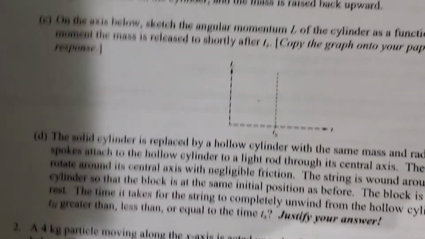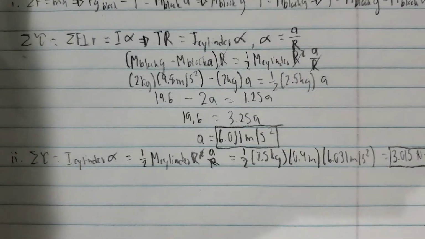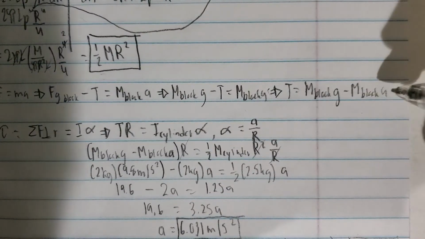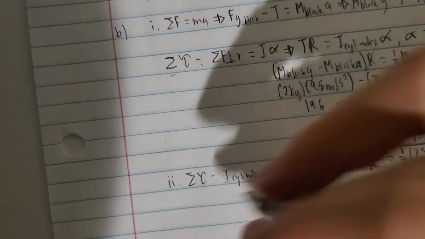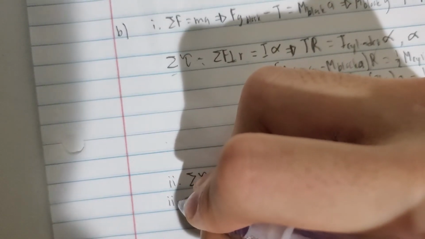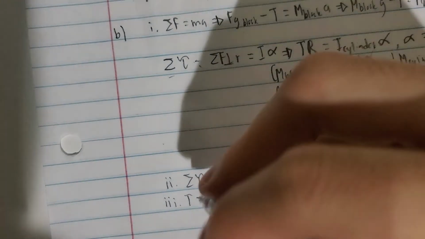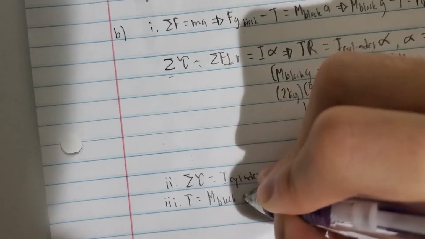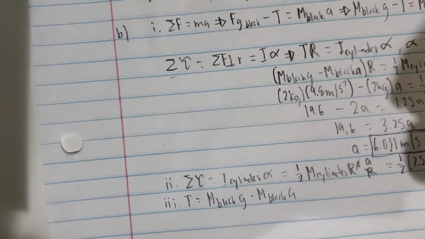The third part of part B asks me to calculate the tension of the string. This is easy because I've already defined tension of the string here, and I have all the numbers for it, so I can just plug them in. As a reminder, I'm just going to write down the equation for tension of the string that I defined up there, and that is mass of block times G minus mass of block times A.